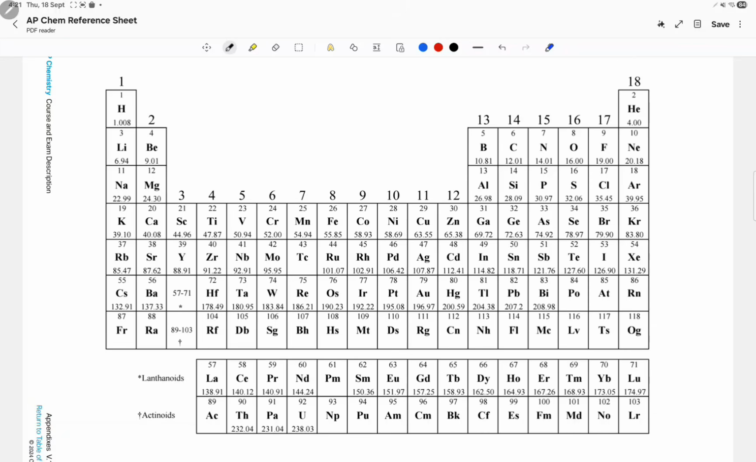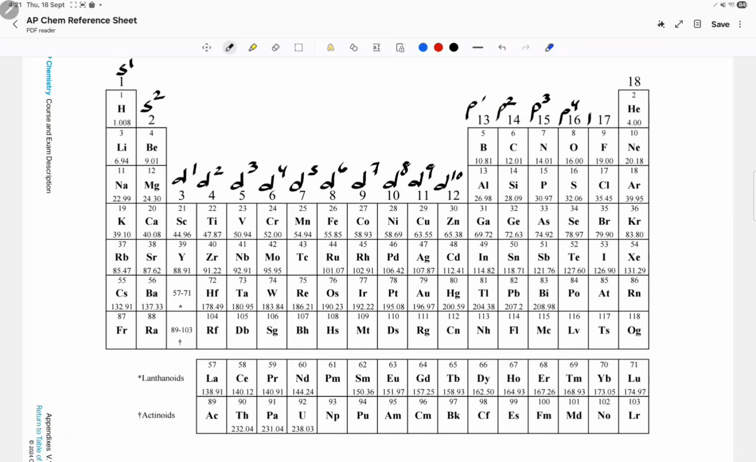Do you know what electronic configuration means? Yes, I do. Okay, so let me give you a small trick. Group 1 has to end with S1. Group 2 has to end with S2. Then D1, D2, D3, D4, D5, D6, D7, D8, D9, D10. Then P1, P2, P3, P4, P5. Here it's going to be P6, and helium is going to be S2.